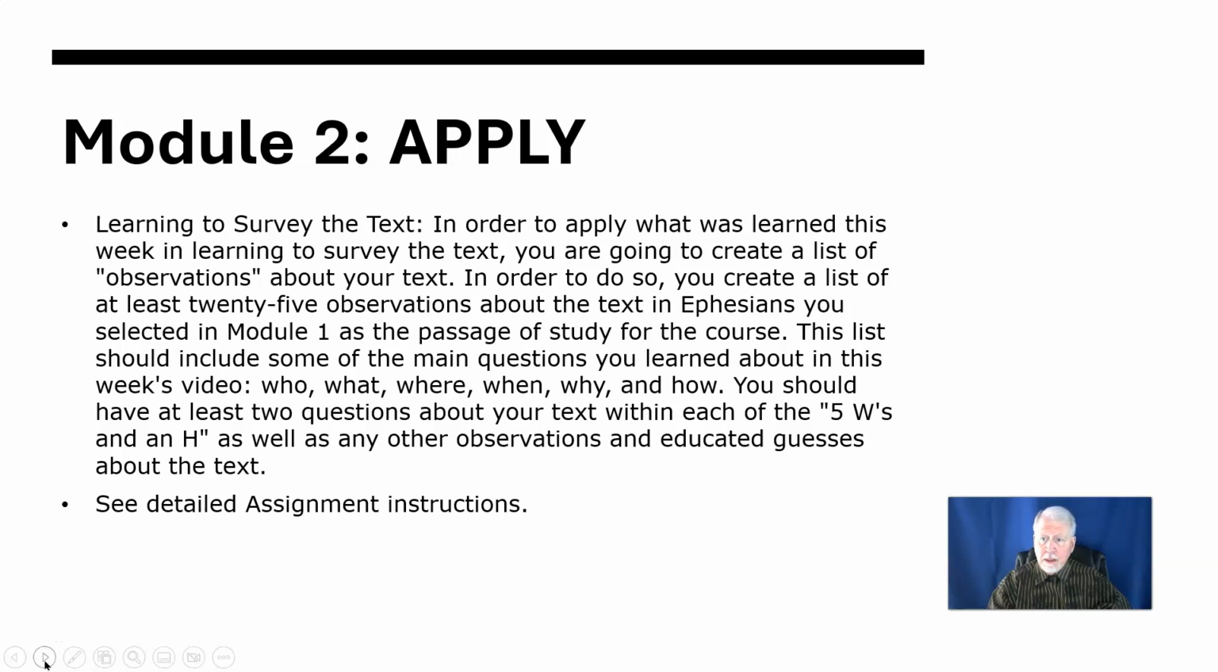you selected. This list should include some of the main questions you learned about in the video: who, what, where, when, why, and how. That's the usual list of questions that you ask. Kind of, if you have an outline on a sheet of paper with these questions, just dive into it and begin to ask those questions of your text. You should have at least 2 questions about your text within each of the 5 W's and an H, as well as any other observations, educated guesses.